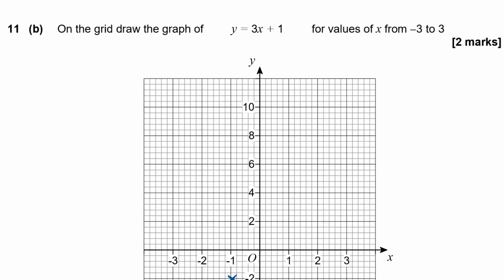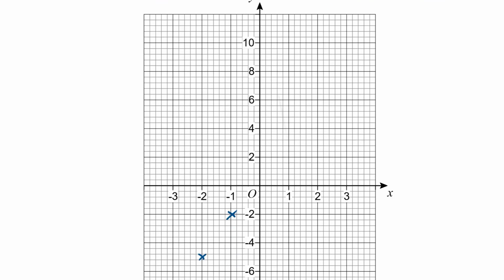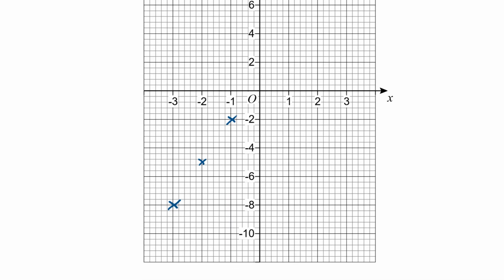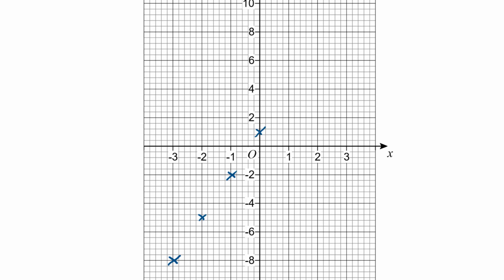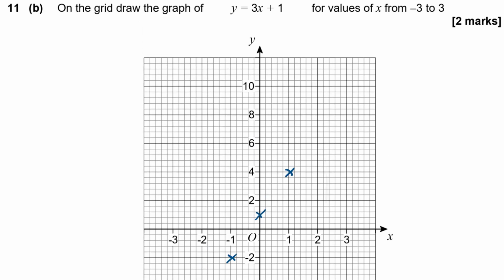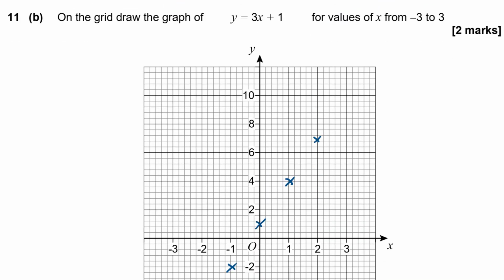Now, you should notice all these points are in a straight line because it's a linear equation. 0, 1. So if you're plotting these and they're not in a straight line, then you know you've made an error. Next one, 1, 4. It's there. 2, 7 is there. And finally, 3, 10.